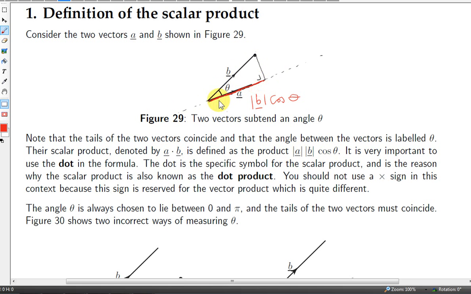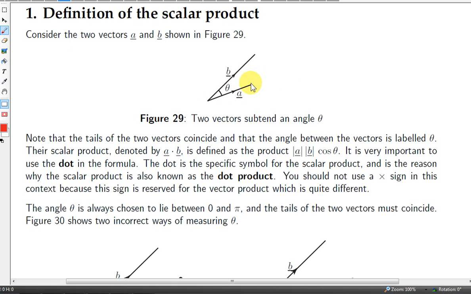So we saw this before when we were resolving a vector along a particular direction. But this is just the magnitude of this vector, so we're just dealing with the magnitude here, and then we'd have to multiply this by the magnitude of A to get the dot product. So we get the dot or scalar product. So this is a scalar, it's not a vector.